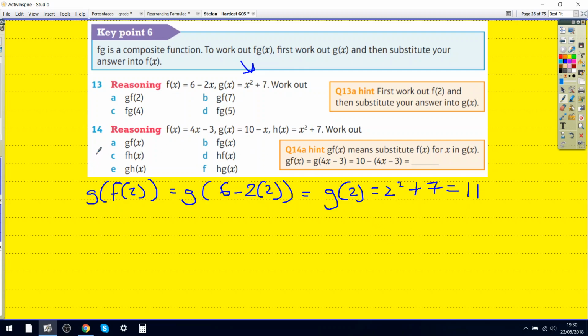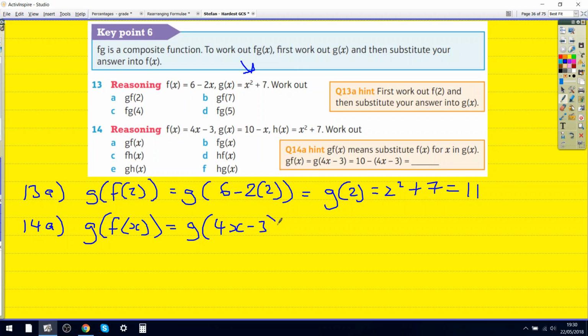I think you're fine for those. Okay, so let's now do 14A. So the g of f of x. We know the f of x is 6 minus 2x, so we basically replace that into the x value. So that would be 6 minus 2x squared plus 7.